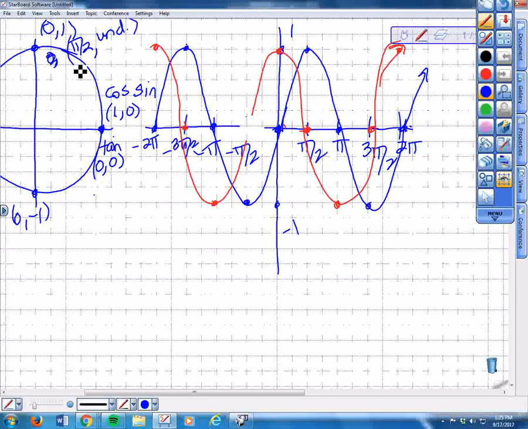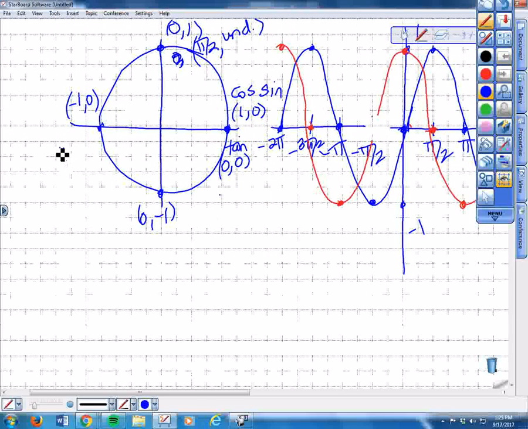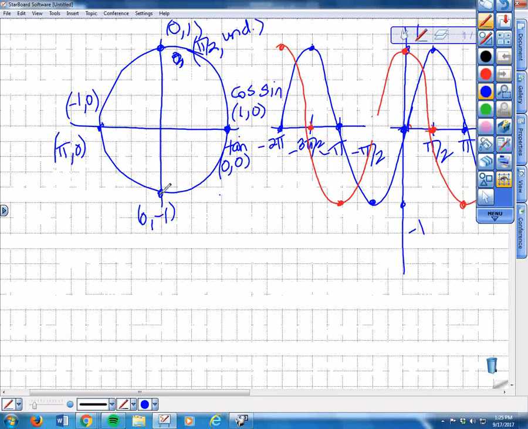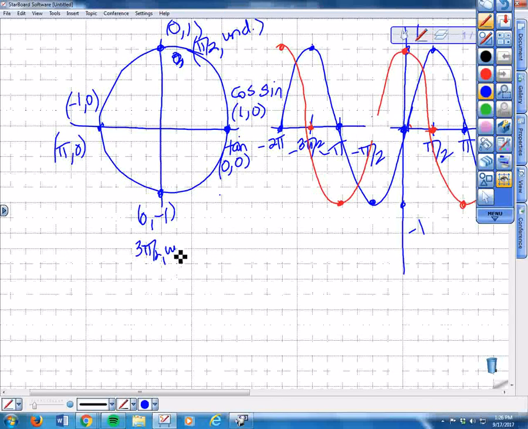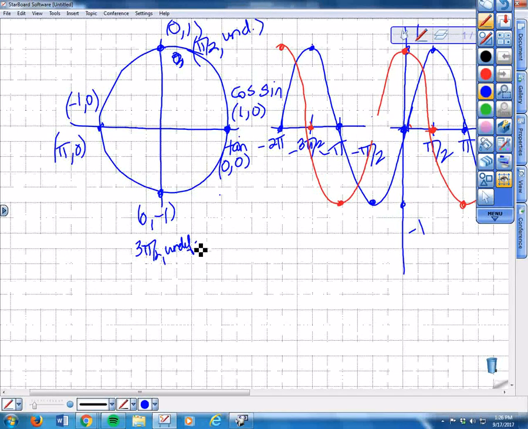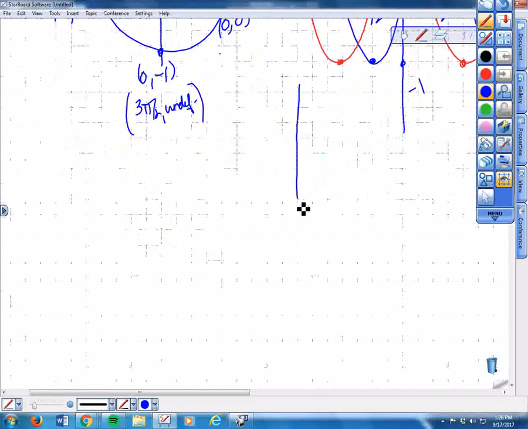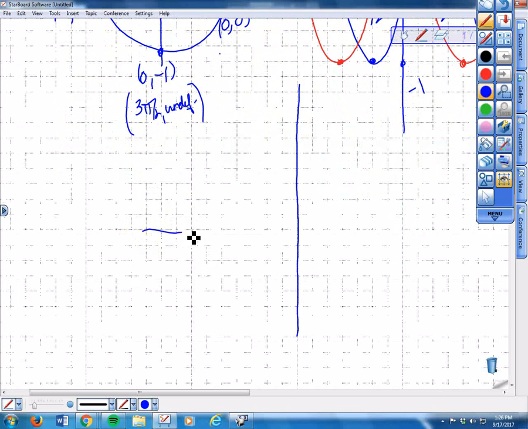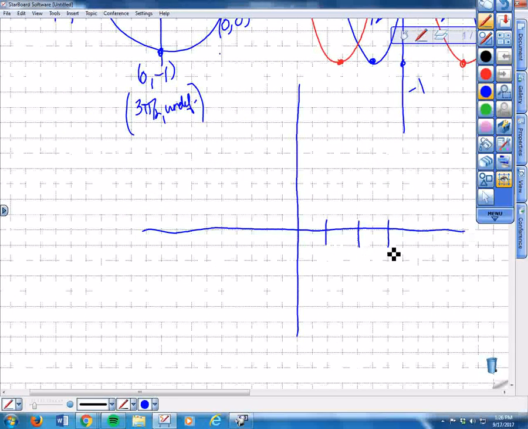Okay, what about at pi? 0. So at pi, tangent is 0. What about 3 pi over 2? Undefined. Okay, so I have these points to start with, so let's do another graph here, and I'm going to break it up into pi over 2, pi, 3 pi over 2, 2 pi.